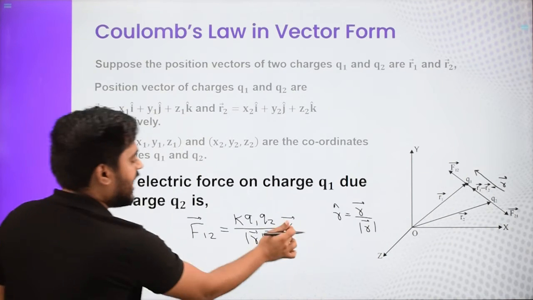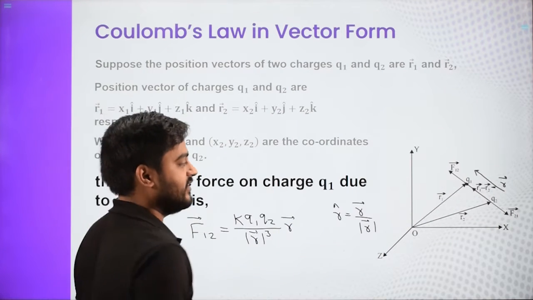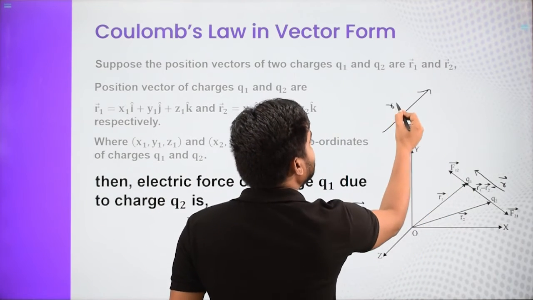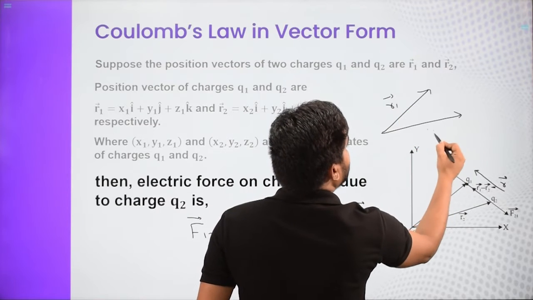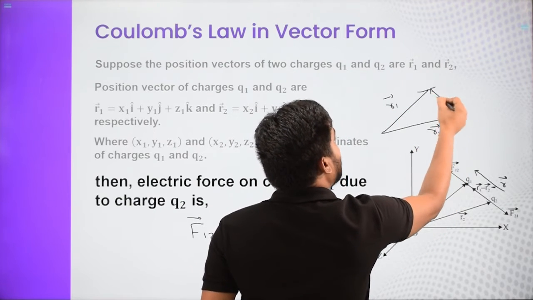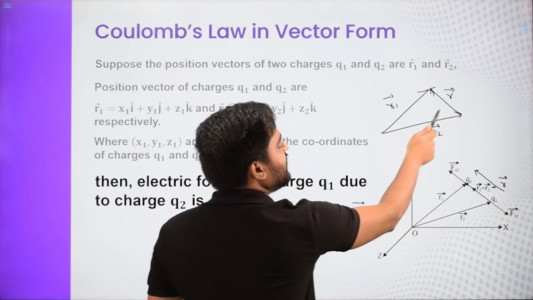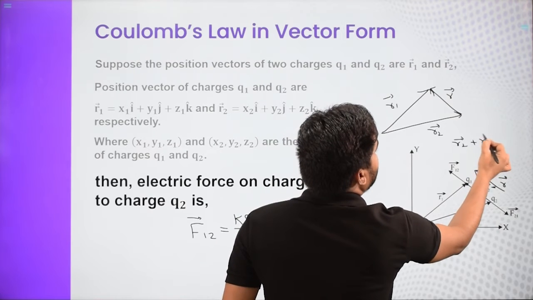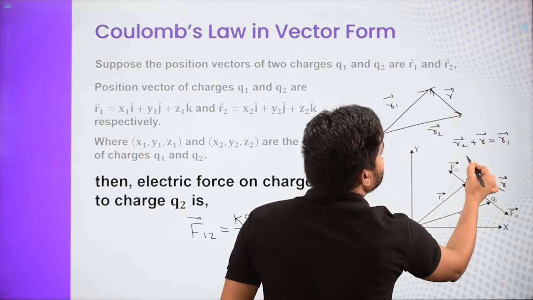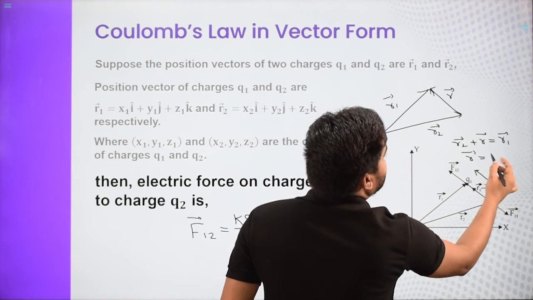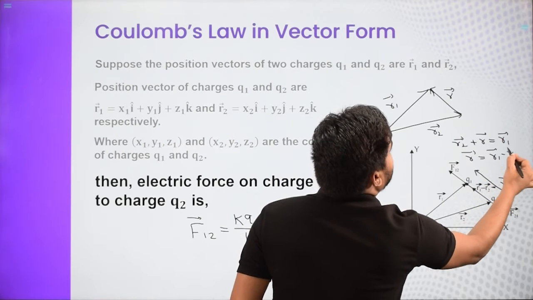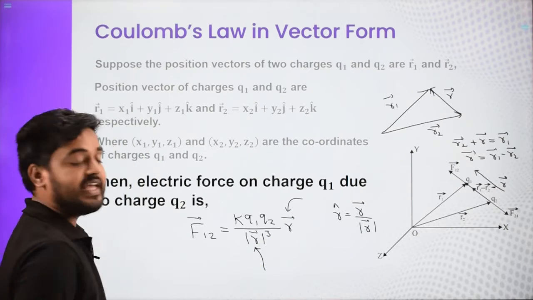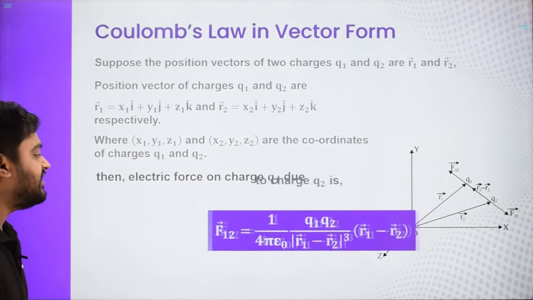Now I need to find the R vector. What is the R vector? See, think about this triangle. So this is my R1 vector, this is my R2 vector and this is my R vector. So I can say this vector plus this vector gives me that. So R2 vector plus R vector gives me R1 vector, and eventually the R vector is nothing but R1 vector minus R2 vector. And when we put the value of R over here and here, then we can get this formula, which is the vector form of Coulomb's law.